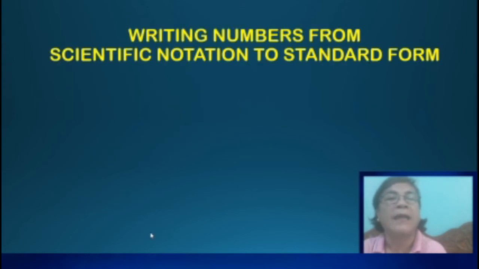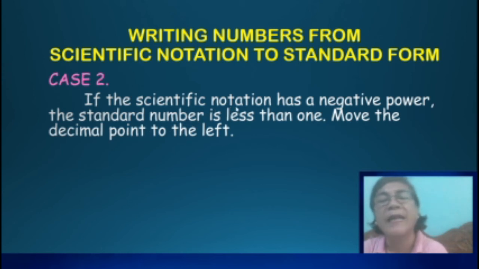Okay, let's have the case 2. If the scientific notation has a negative power, the standard number is less than 1. Move the decimal point to the left. The standard number, I repeat, is less than 1, or meaning to say, a very small number. And the movement of the decimal point is to the left.